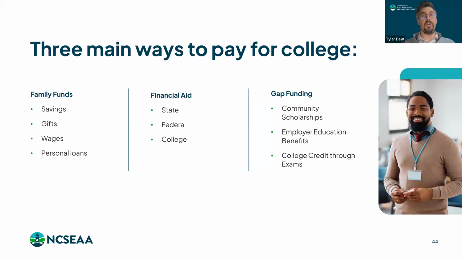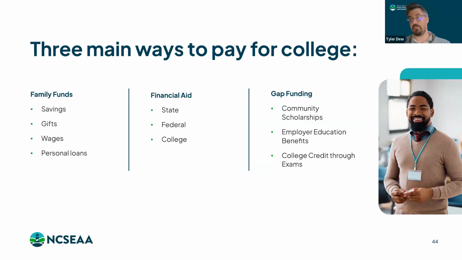So once again, we went over the 3 main ways to pay for college, that being family funds, financial aid, and gap funding. So family funds, once again, you can see that the most popular way for family funds of paying for college is going to be either parent income and sometimes student income, or savings accounts, right? And then we looked at the different levels of financial aid, that being state, federal, and college-based funding, gap funding, which will help you hopefully pay for the remaining balance if you do have a remaining balance.